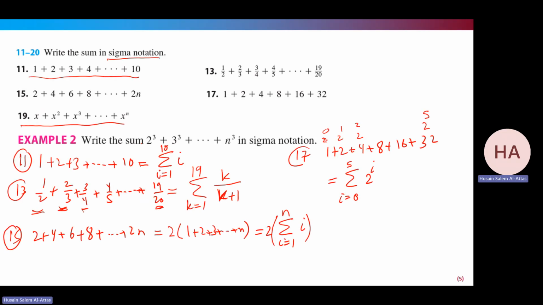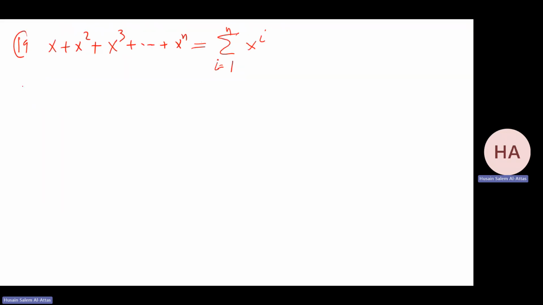Okay. Now I have this sum: 2 to the power 3 plus 3 to the power 3, for example, 2 to the power 3 plus 3 to the power 3 plus n to the power 3. Am I right? Yes. Same idea, but now starting from where? i equals 2 to n, and that will be i cubed: 2 cubed plus 3 cubed plus n cubed.